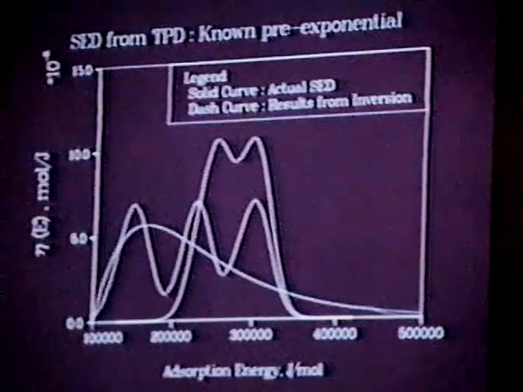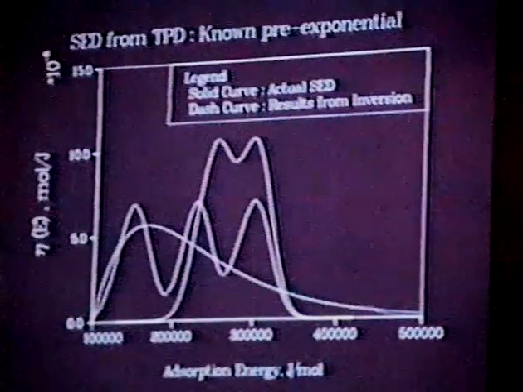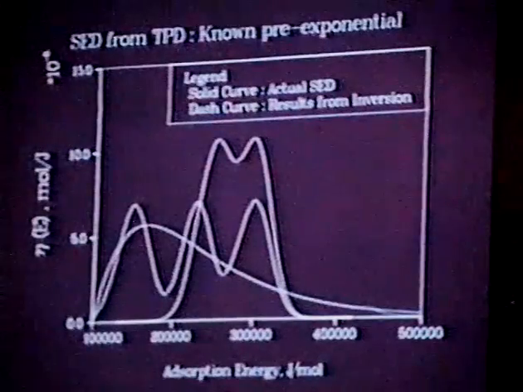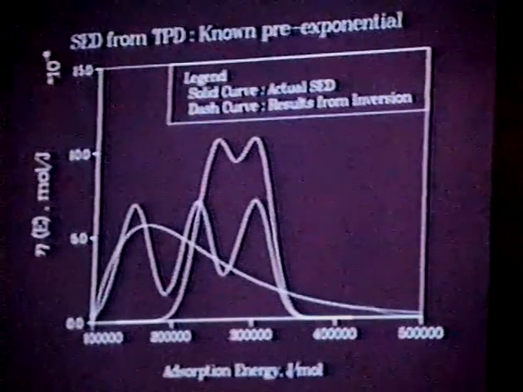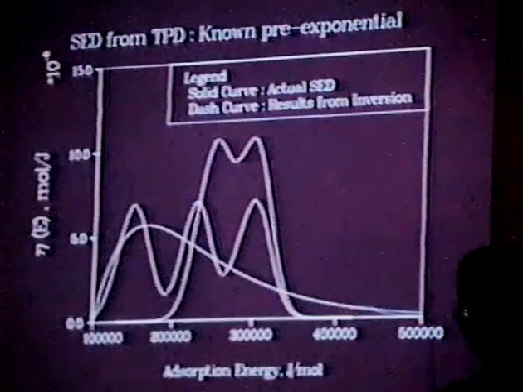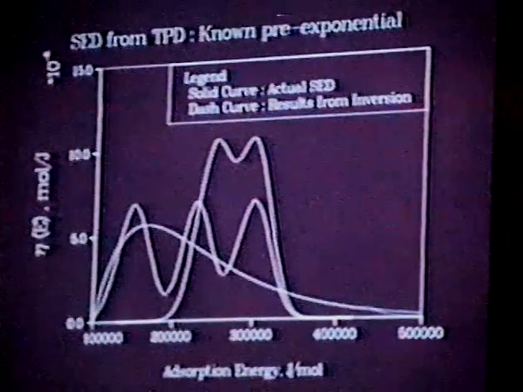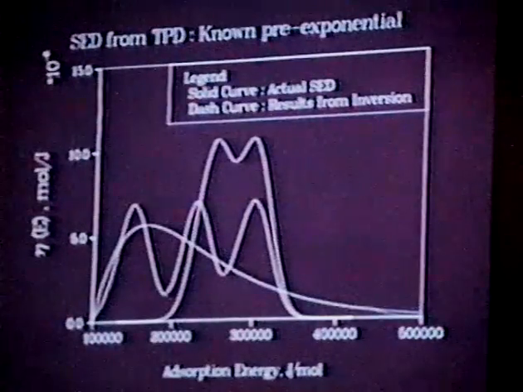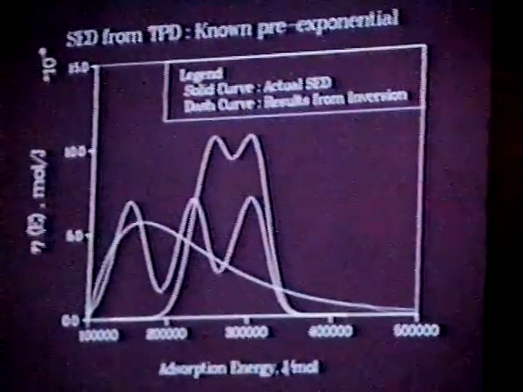In order to do this, you must know your pre-exponential factor. In the Arrhenius expression A e to the minus E over RT, you've got to know A in order to do this. Most of the time, you don't know A. There are methods of getting it. There is a great deal of work.